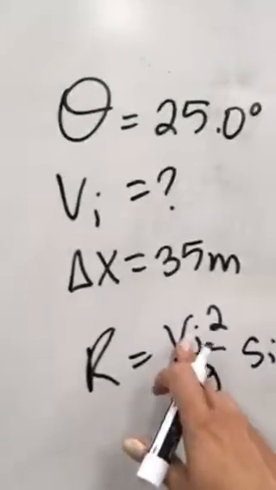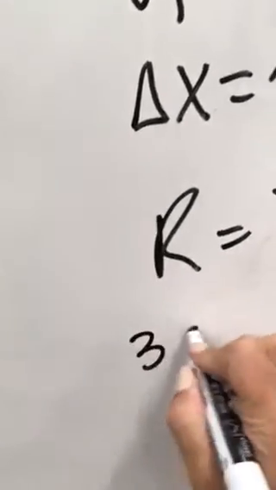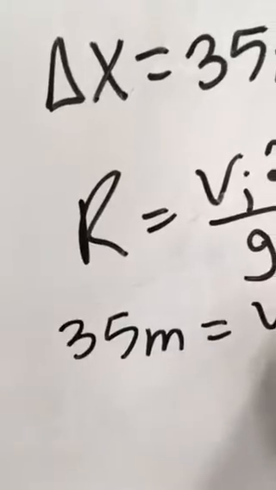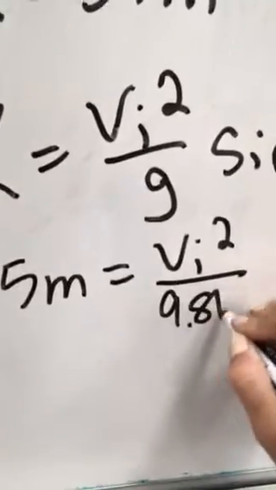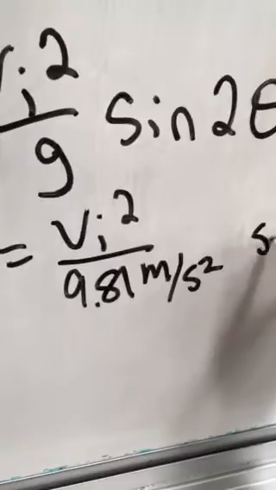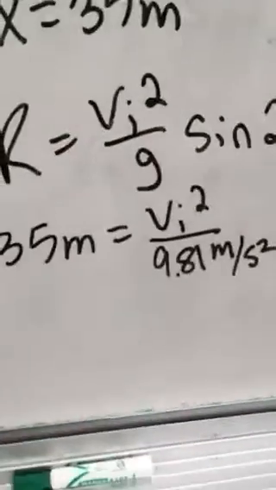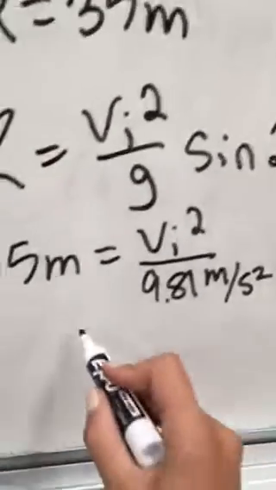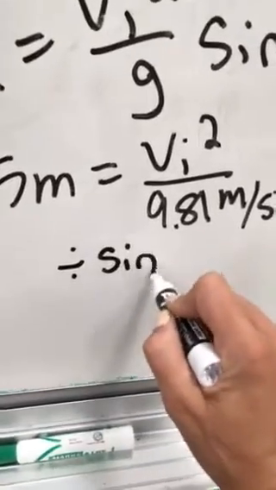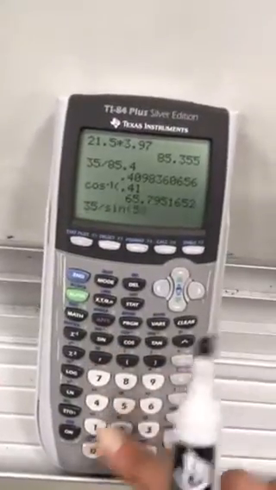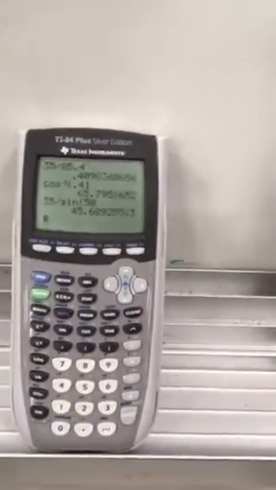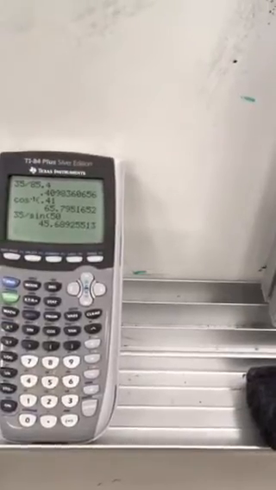I want to know v i, so my range is 35 meters. Two times 25 gives me 50 degrees. So I am going to multiply over the sine, or sorry, divide away the sine of 50. And I get 45.7 meters.